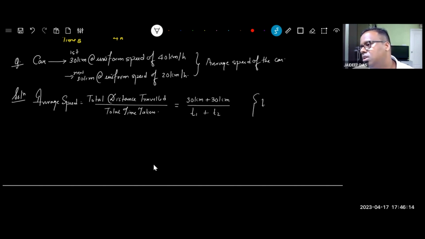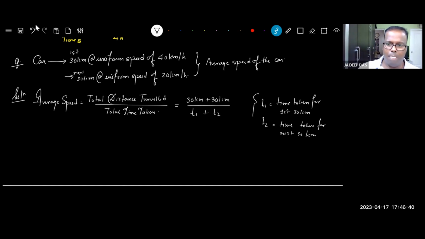And right here, T1 is equal to time taken for first 30 kilometers. And T2 is equal to time taken for the second or the next 30 kilometers. Right? This will be the total time. You agree with me? Total time will be how much time you took for first 30 and second 30, right? So our problem boils down to 60 over T1 plus T2. Now our job is to get T1 plus T2. This will be in kilometer per hour.